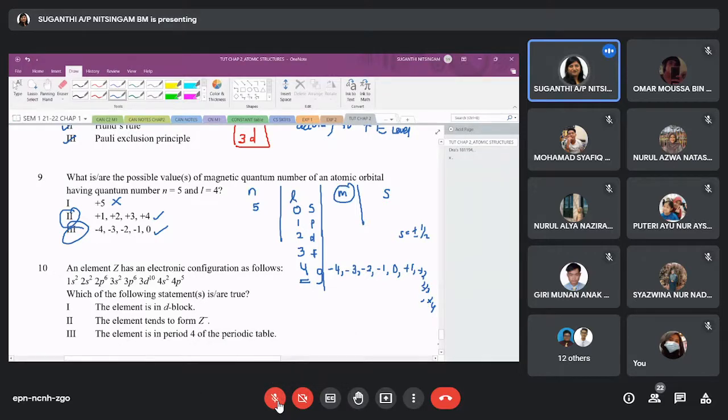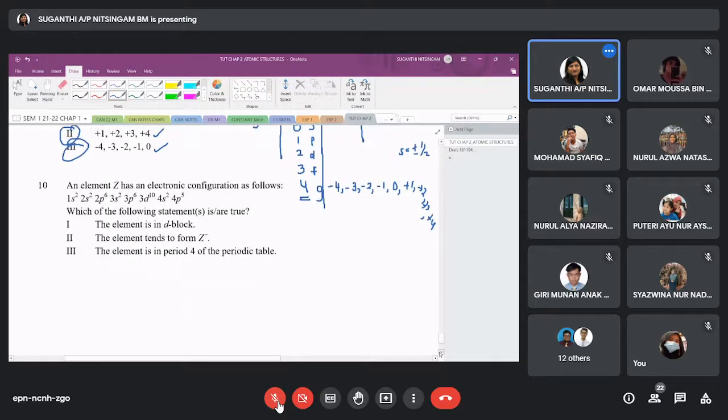Okay, the last question here. An element Z has an electron configuration of this. How much is it? 30, 35. 10, 20, 30, 35. It is Z 35. More or less, we just understand it. I hope you can understand a bit better already by now.